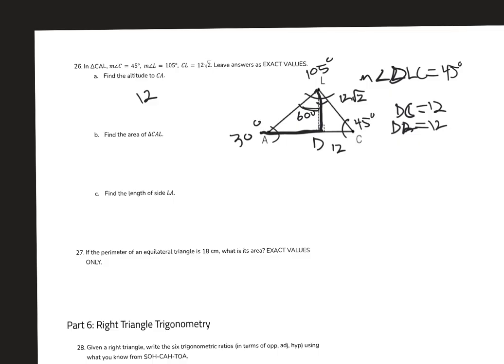So since we know that this LD is 12, we know that this is double that, and we know that this is that times root 3, because again, of the properties of a 30, 60, 90 triangle. So the area is going to be 12, which is the altitude here, times 12 plus 12 root 3, which is equal to 144 plus 144 root 3.